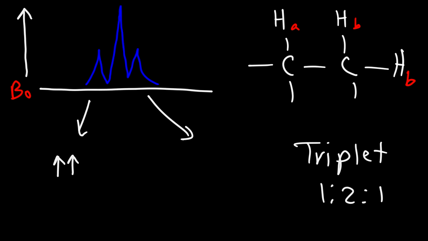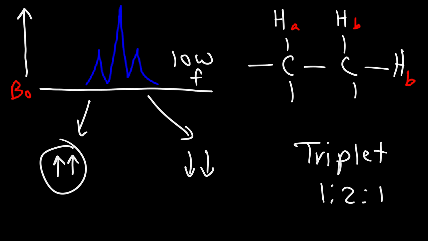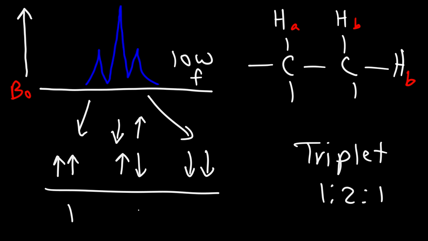Now to get the one on the right, that peak corresponds to a low frequency. So that's when the 2 protons will be against the applied magnetic field, thus giving us the weakest net magnetic field that's acting on this proton. So we have 2 that are aligned with the magnetic field and 2 that are aligned against it. Now we could have one with and one against the magnetic field, or the first one could be against it and the second one could be with it.